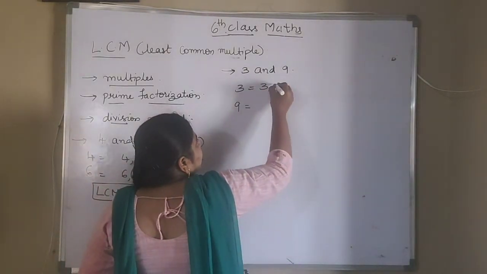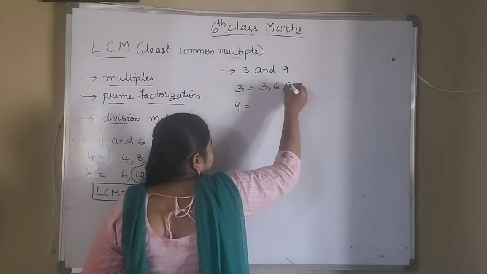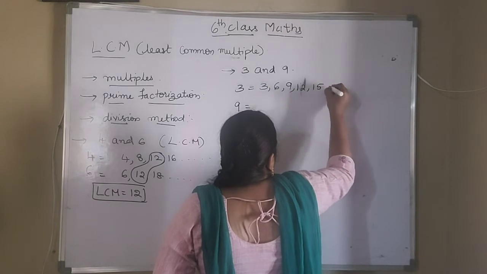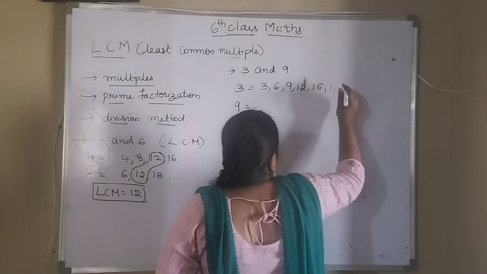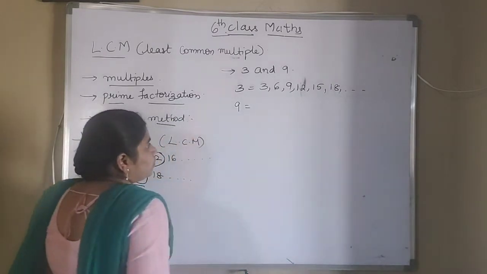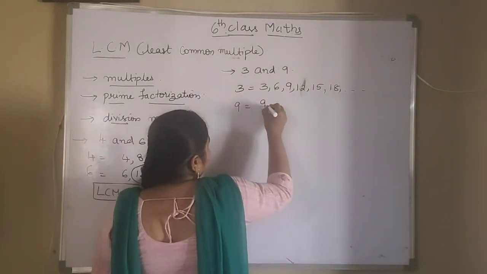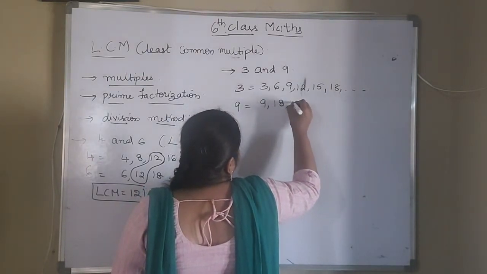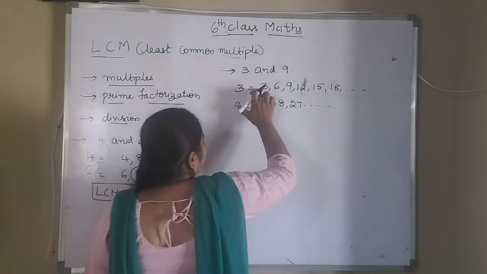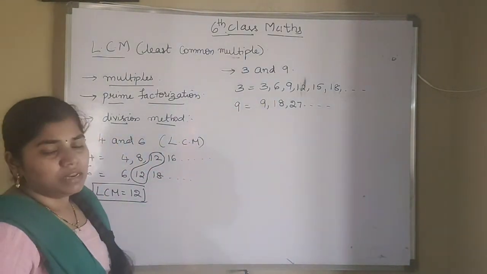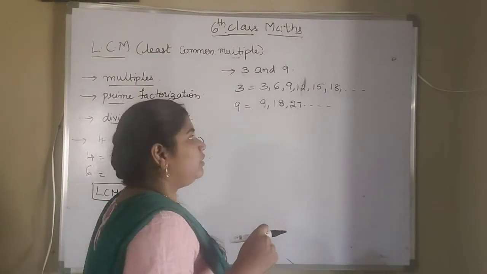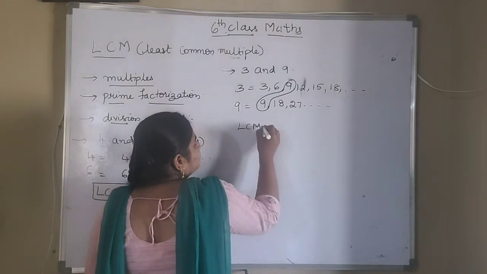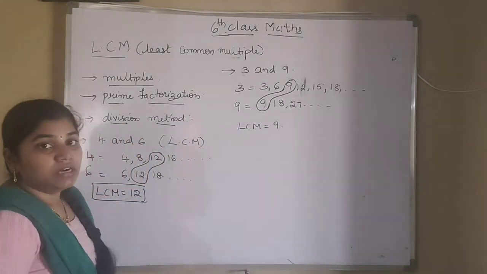3 1s are 3, 3 2s are 6, 3 3s are 9, 3 4s are 12, 3 5s are 15, 3 6s are 18, and so on. As well as you write the 9 table also. 9 1s are 9, 9 2s are 18, 9 3s are 27, and so on. So in these 2 tables, the 9 table and the 3 table, what is the least common multiple you are seeing? The first least common multiple is 9. So you got the LCM as 9. So this is the multiples method.